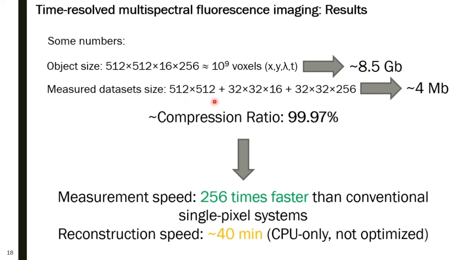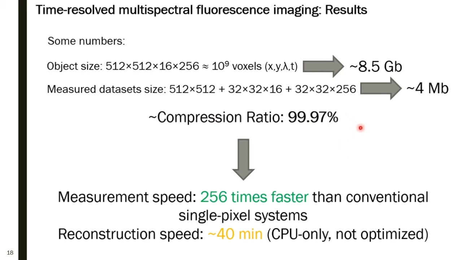But actually, the number of measurements that we did is just the CMOS camera, which is 512 by 512, and then the 2 single pixel images, which are low spatial resolution, 16 spectral bands, and 256 temporal bins. So this is about 4 megabytes. So basically we are recovering an 8.5 gigabyte dataset, but by just measuring 4 megabytes. So we have a compression ratio which is extremely high, and this allows us to gather very good quality images.